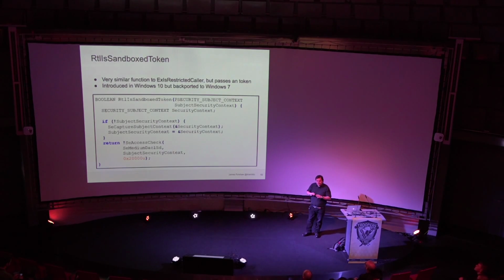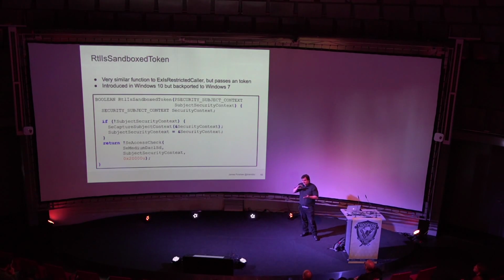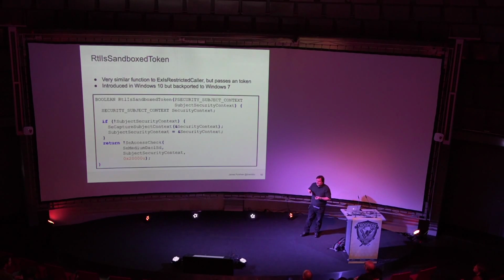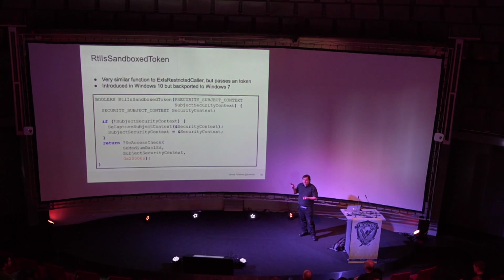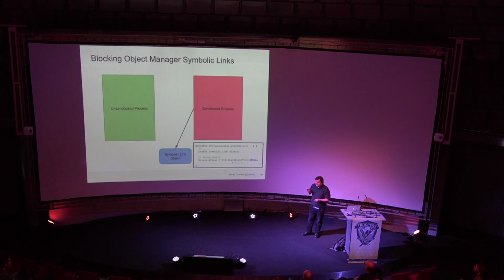This function looks almost exactly the same. You can specify an explicit token to verify, but all it's doing is checking whether the process is running at a lower integrity level than normal. So it checks against medium, and if it's medium or above, it'll succeed. While it's almost exactly the same, it's used for a completely different reason, for actual implicit sandbox mitigations. It was introduced in Windows 10, but interestingly backported, I think, all the way to Vista. I think that's actually wrong. I think they backported it all the way back, which is kind of cool.